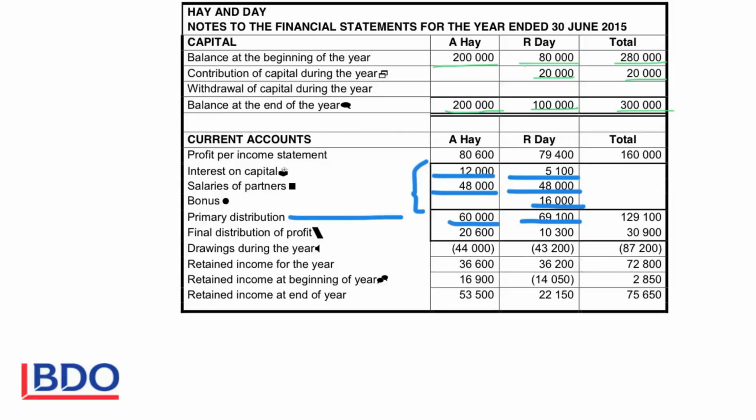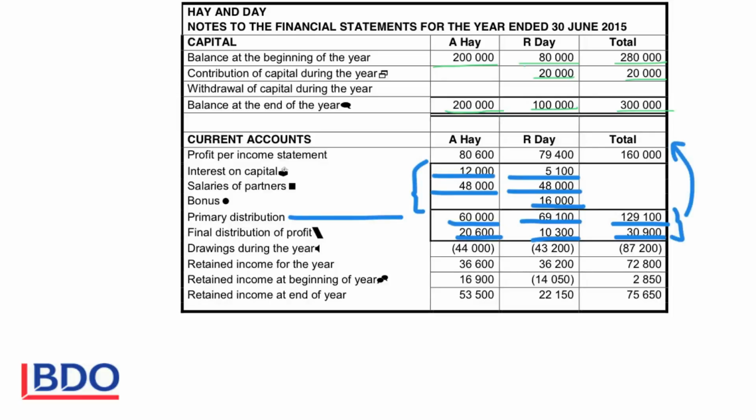Then we will look at the final distribution. So the one will get 2/3 and the other one will get 1/3. So that gives us a total final distribution of 30,900. If I add the 60,000 plus the 69,100, I get 129,100, and that adds up these two together to the total of 60,000.